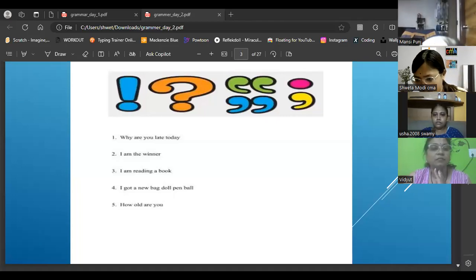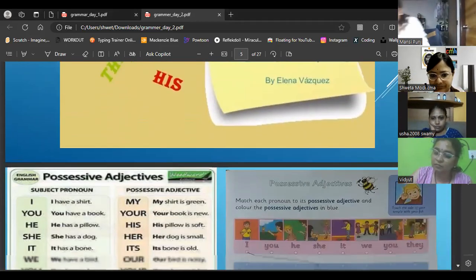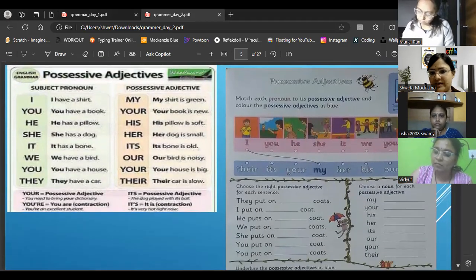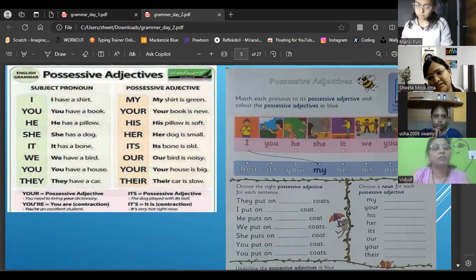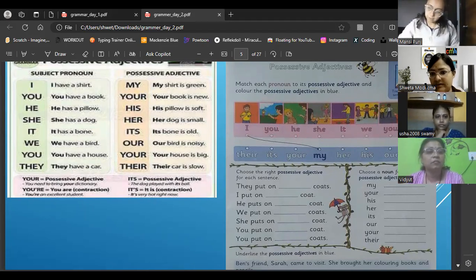So let's move to the next slide. Now, what are possessive adjectives? All the personal pronouns which we have done can be changed into possessive adjectives whenever you find belongingness, possession, okay? So I changes to my. You becomes your. He becomes his. She becomes her. It becomes its. They becomes their. Okay?